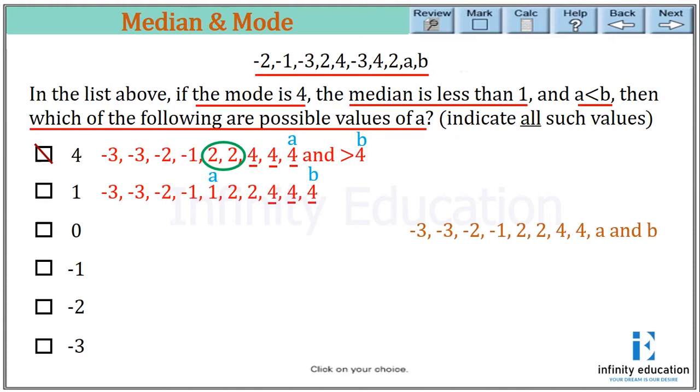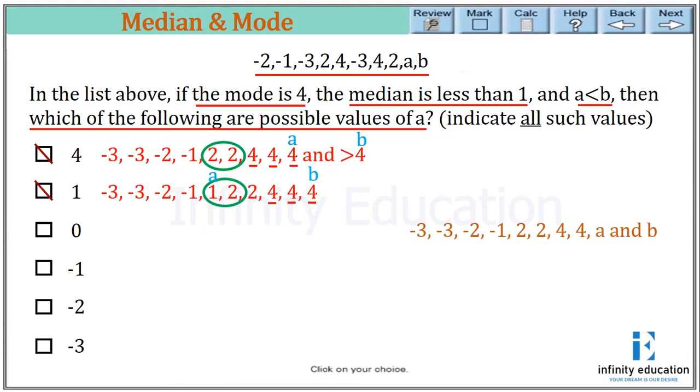Now A is lesser than B. Now let's check whether median is less than 1 or not. So again, as here is total 10 numbers, the median should be the 5th and 6th one, the average of these two. So the 5th and 6th one is 1 and 2. So the average is 1.5, which is not lesser than 1. So that cannot be the value for A.